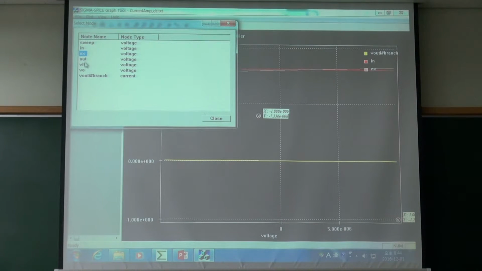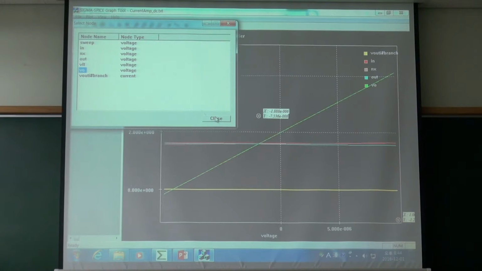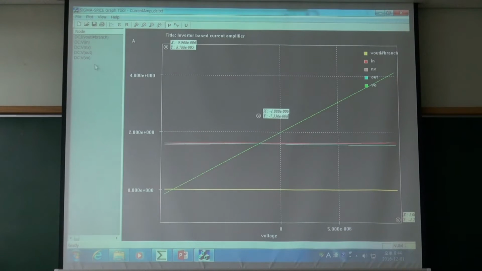NX node voltage. This is the OUT node voltage. What's OUT? OUT is virtual ground, right? So this VO should be pretty large. VO should be pretty large, okay? Let's look at the VO first. So this is 100K there, right?